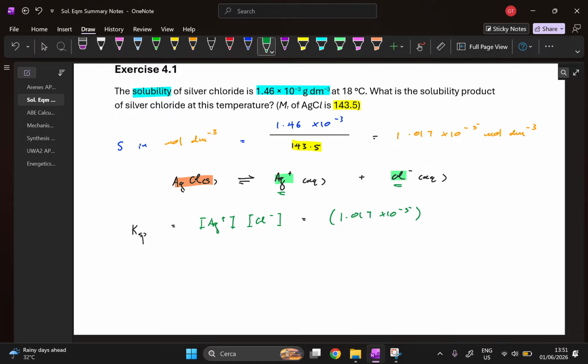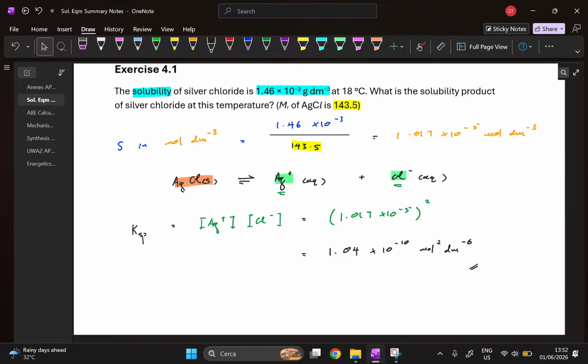And then because the concentration of Cl minus is also this value, you can just write a squared. So Ksp is going to be equal to, if you clear your scientific calculator, you should get 1.04 times 10 to the minus 10. And how we determine the units of Ksp is similar to how we determine the units of Kc back in chemical equilibria. Because I have mole per dm cube times mole per dm cube, my units are going to be mole squared, and then per dm cube becomes dm to the power negative 6.